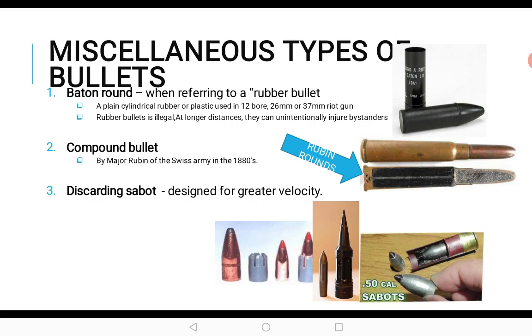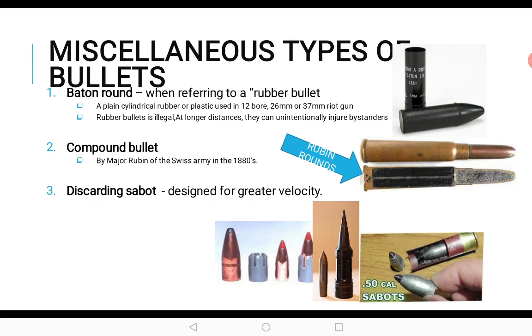Okay, so baton round, this is a low power propelling charge. The intended use is to fire at the ground so that the round bounces up and hits the target on the legs, causing pain, not injury.